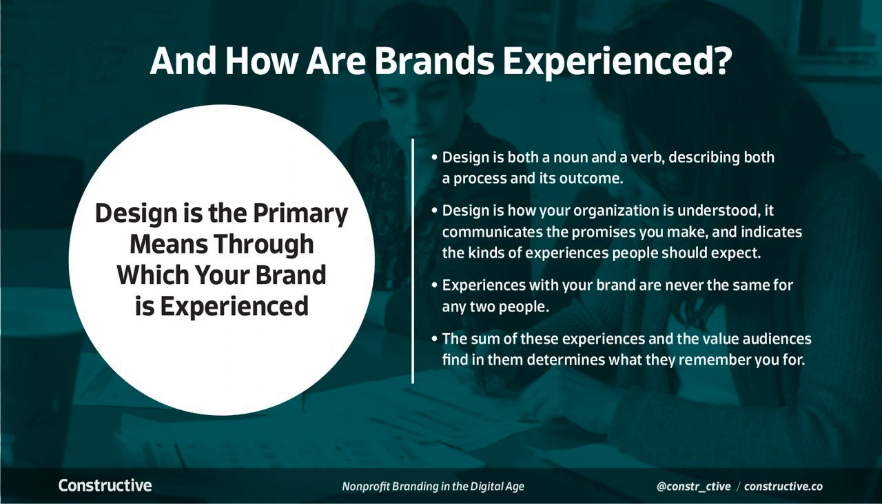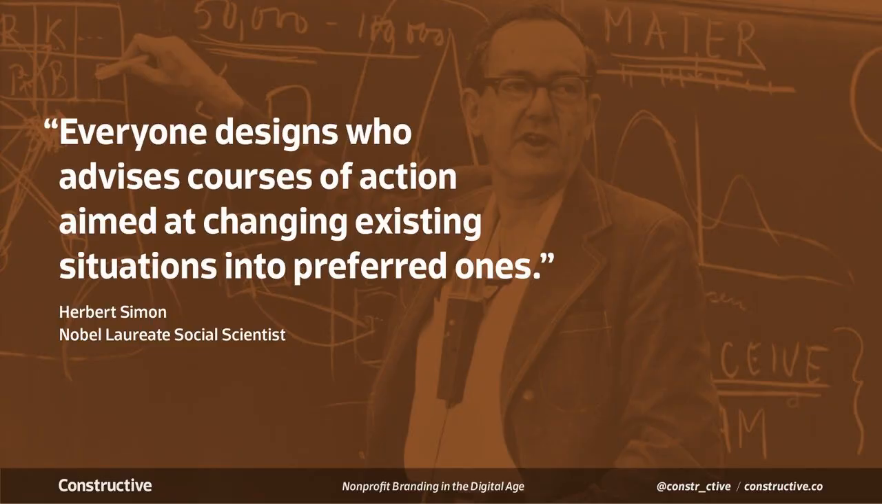And I'd like to explain, when we talk about design, what we're actually saying. And this is Herbert Simon, who's an American social scientist. He was a Nobel Prize winner, I'm not sure if he won it for economics, but he's an economist, a social scientist, a social psychologist. And his idea here, that everyone designs who advises courses of action aimed at changing existing situations into preferred ones, is really quite important, because what you realize is that there's no talk of an artifact or a thing that's designed. So everybody in their own way is a designer.